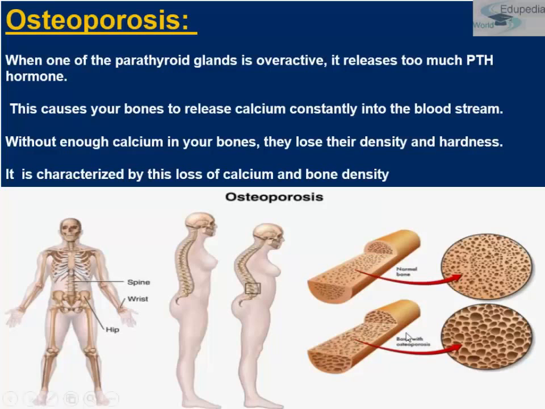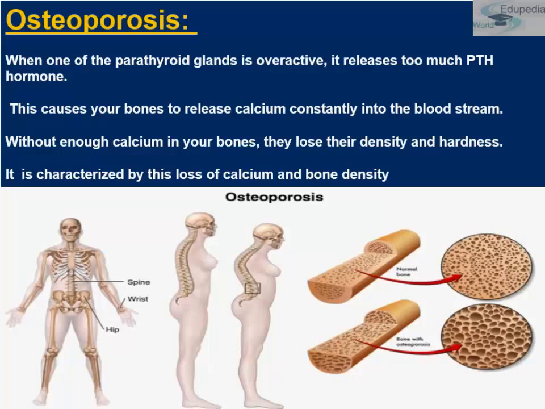See, this is the normal bone, as you can see in the zoom view, and this is the bone with osteoporosis. More pores are there, that means it has made the bone very fragile and more fracture prone, because without enough calcium in your bone, they will definitely lose their density and hardness, and it is characterized by the loss of calcium and bone density.